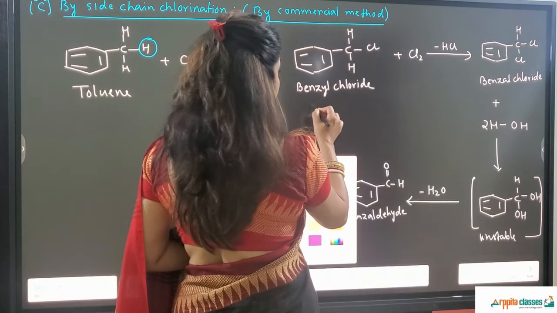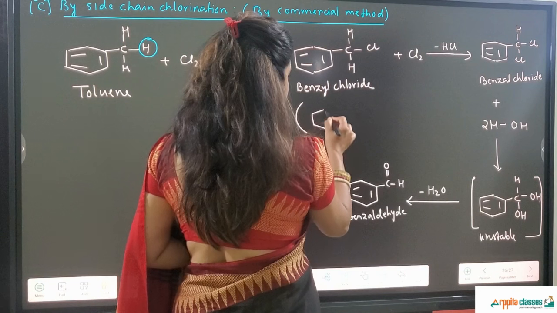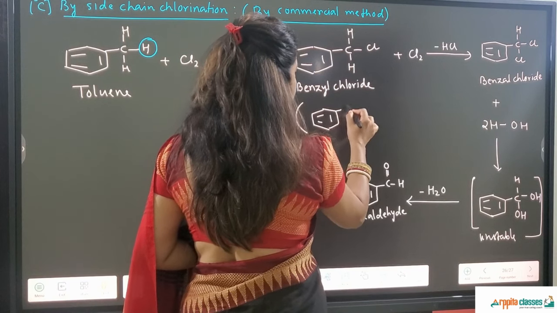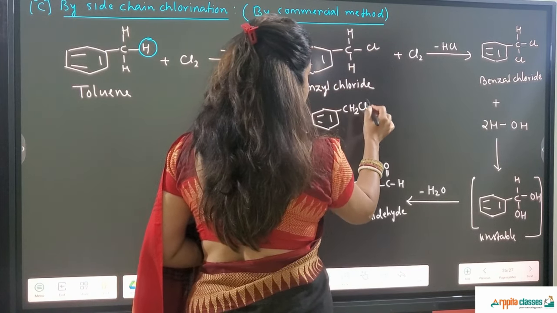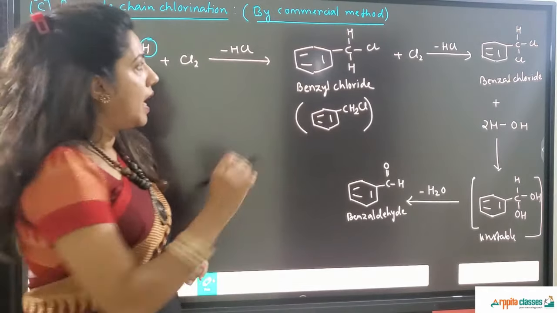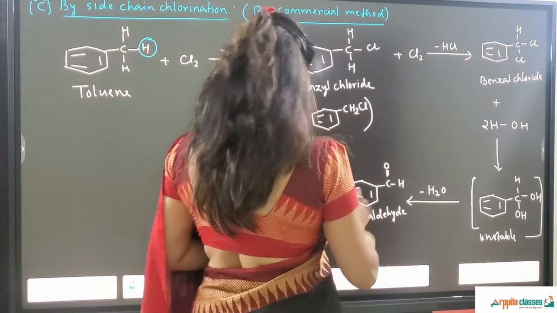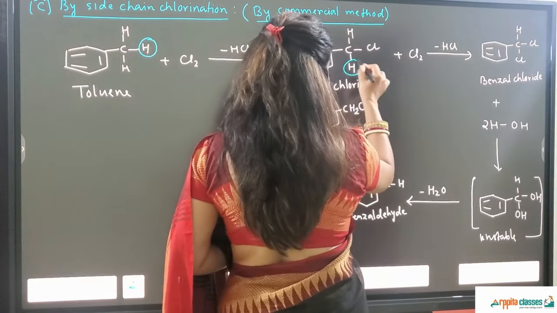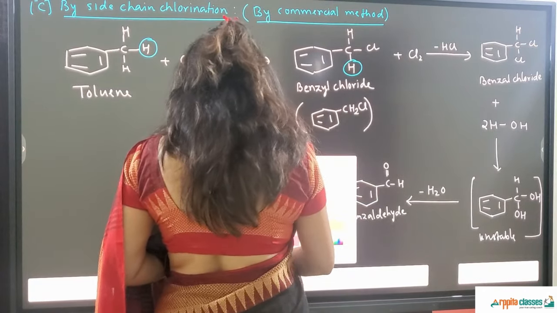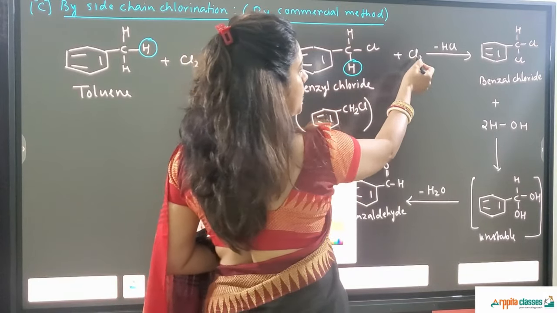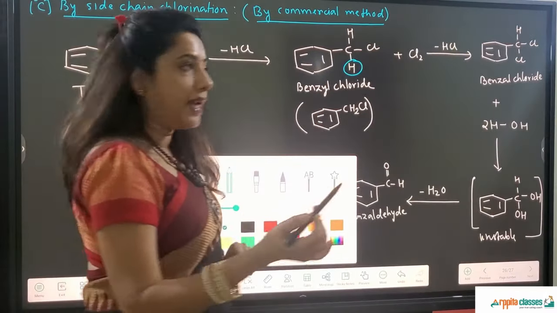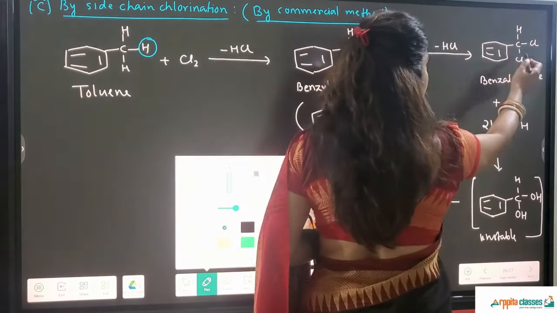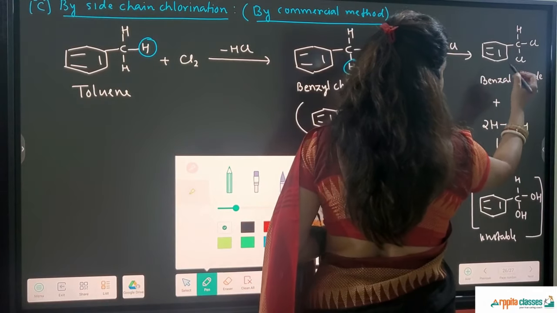This is called benzyl chloride. This compound looks like this: benzene ring and then CH2Cl. Again you are treating benzyl chloride with chlorine. So again what is happening? Another hydrogen will be substituted by chlorine. This substituted hydrogen and another chlorine atom will be liberated as HCl, and we get benzal chloride.